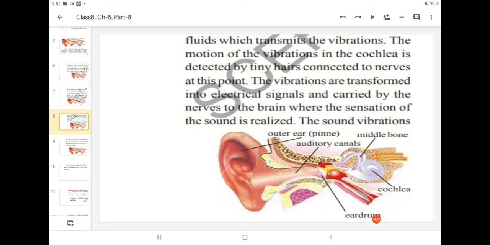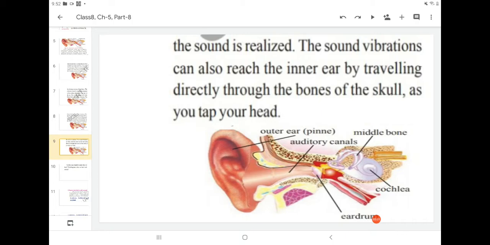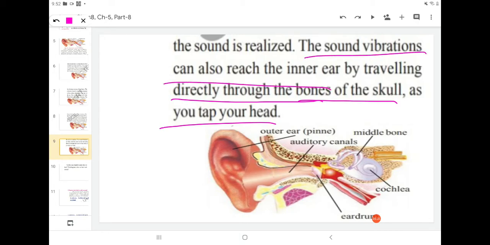So the sound vibrations can also reach the inner ear by traveling directly through the bones of the skull, as you tap your head. Yes, these sound vibrations can also reach the inner ear by traveling directly through the bones of the skull.